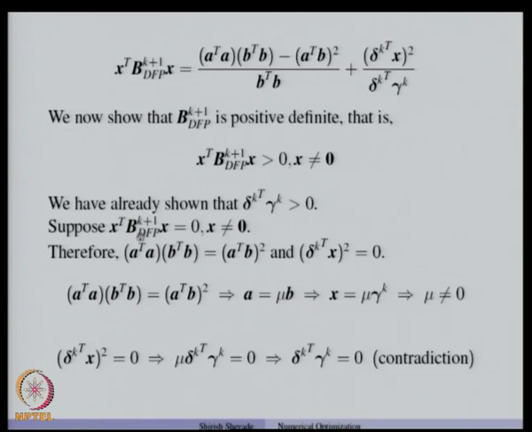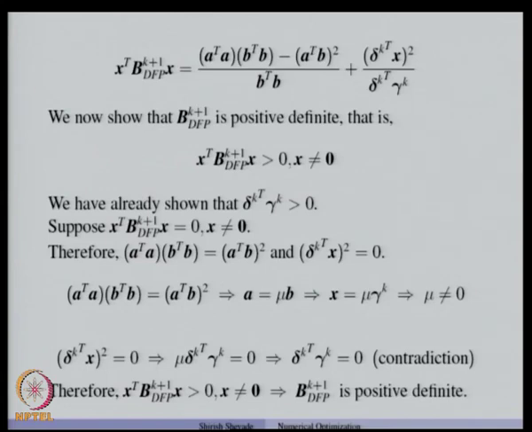And we have already shown that this B k plus 1 is a positive semi-definite matrix. So, this contradiction also ensures that x transpose B k plus 1 x has to be greater than 0 when x is not equal to 0, which means that B k plus 1 is a positive definite matrix. So, what we have shown here is that the DFP update method results in a positive definite B k plus 1.